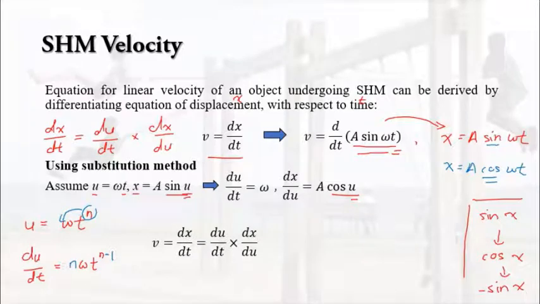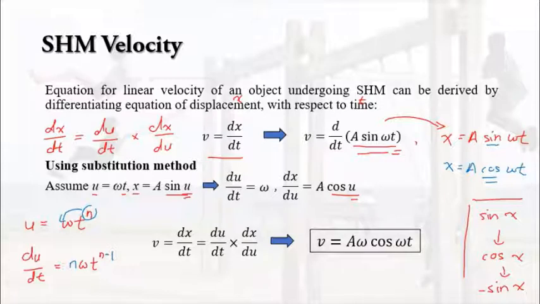Then I'm just going to multiply them together. So v equals du over dt times dx over du, which will give you v equals a omega cos omega t. So why cos omega t? Because this part is equal to u, so you just replace u with omega t in the equation after you multiply them together. So v equals a omega cos omega t. This is the equation in terms of time.